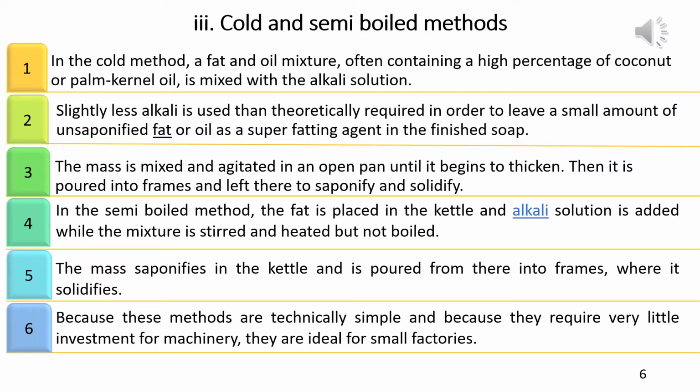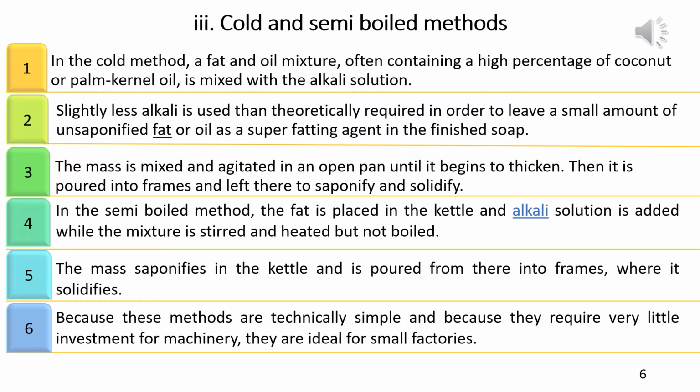Number 2, slightly less alkali is used than theoretically required in order to leave a small amount of unspecified fat or oil as a superfatting agent in the finished soap. So in this method we use the alkali in small amount and we add the superfatting agent in the soap, so we obtain an unspecified fat or oil. So we add an extra amount of oil in this soap to obtain a moisturizing soap.